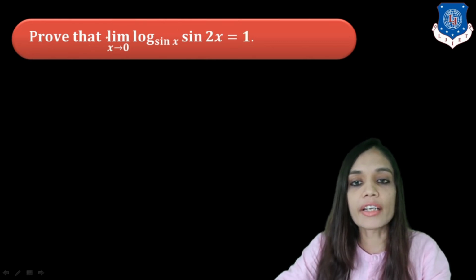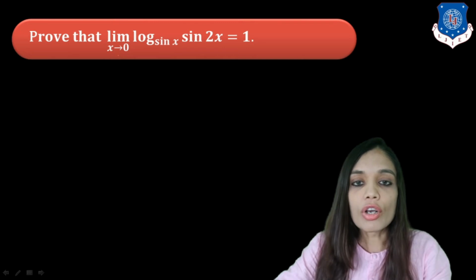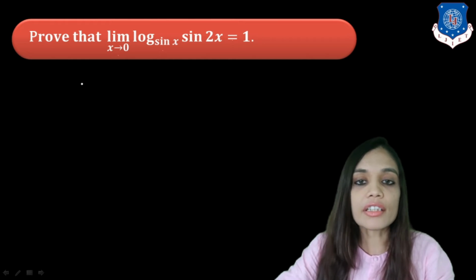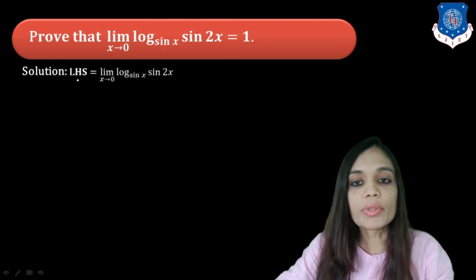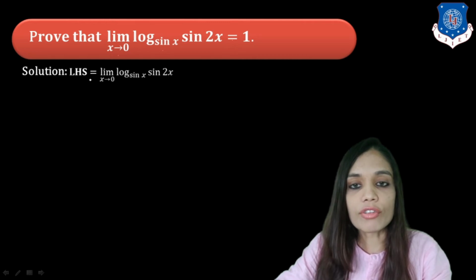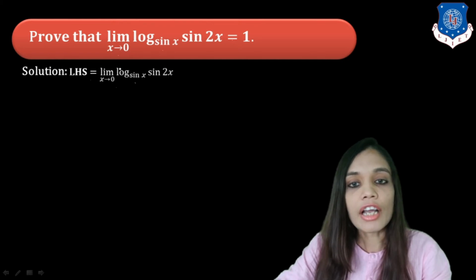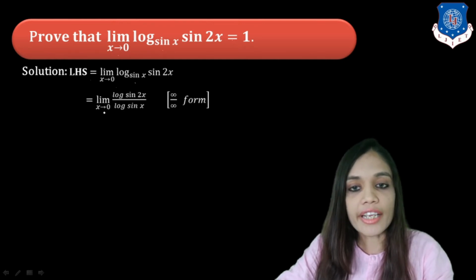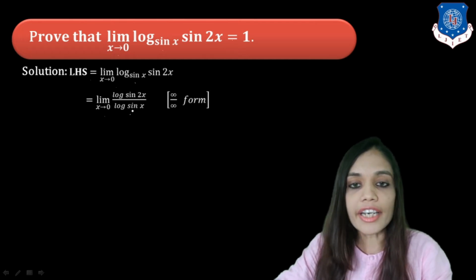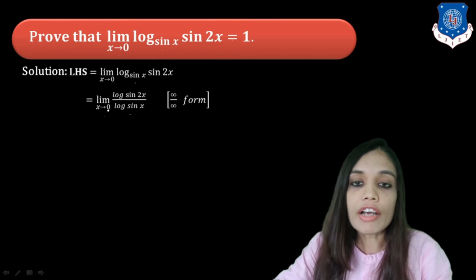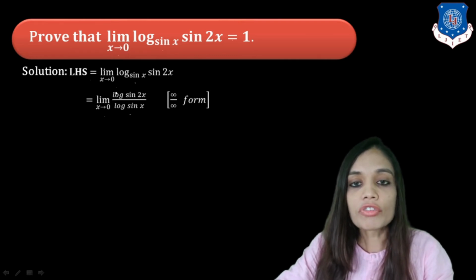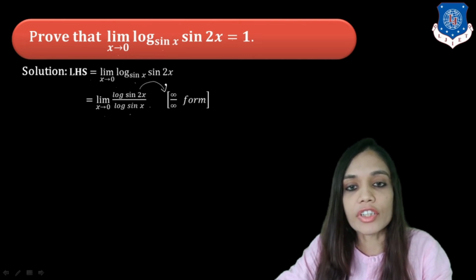Here we have to prove that limit x tends to 0 log sine 2x to the base sine x is equal to 1. So let us start its solution. Firstly we will begin with LHS. So LHS is equal to limit x tends to 0 log sine 2x to the base sine x. Now we simplify this as limit x tends to 0 log sine 2x upon log sine x, right, using our formula of log. Now if you put x is equal to 0, we will get log 0 upon log 0. That will give us infinity by infinity form.